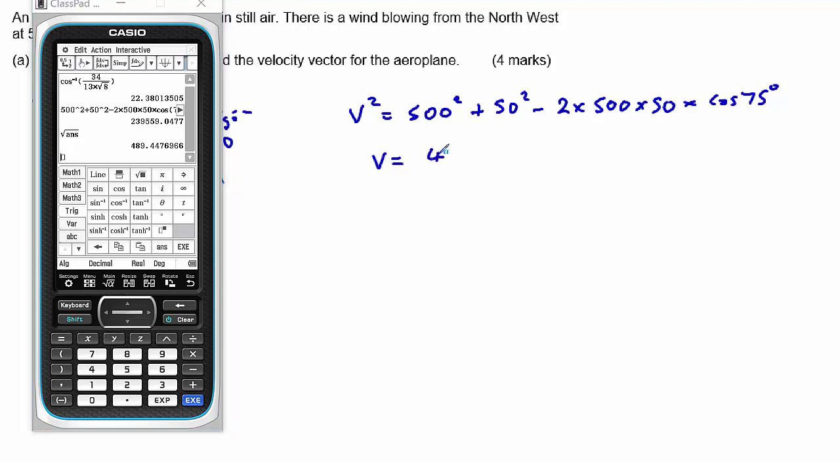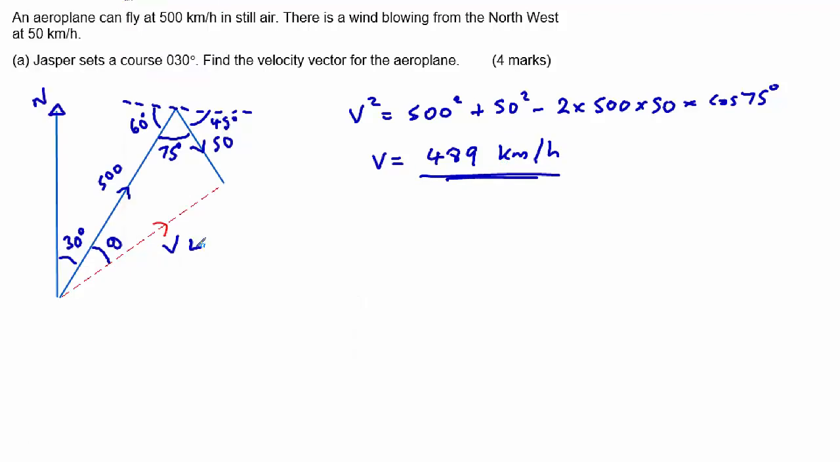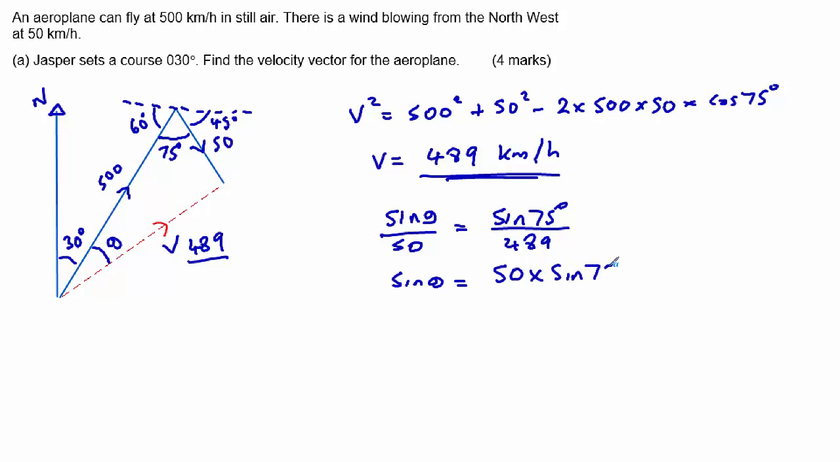So 489 kilometers per hour. And now that we have that, so this is 489, although I use a more accurate value when I do the calculation. So I get sine theta divided by 50 would be equal to sine 75 divided by the answer we just found. So sine theta is going to be 50 times sine 75 divided by 489.